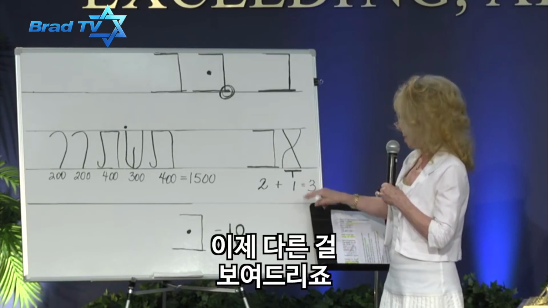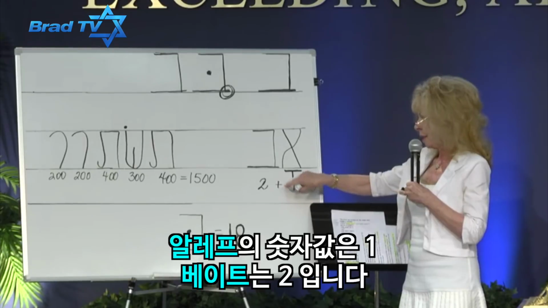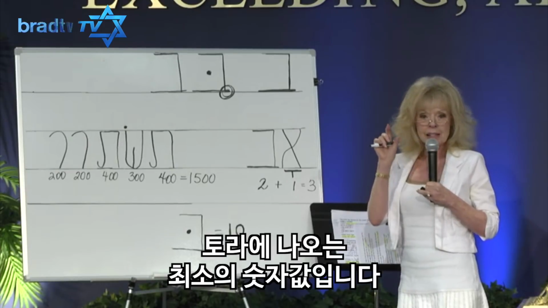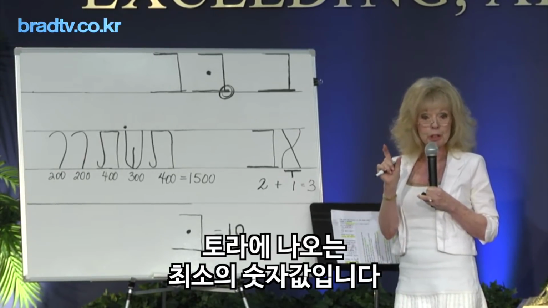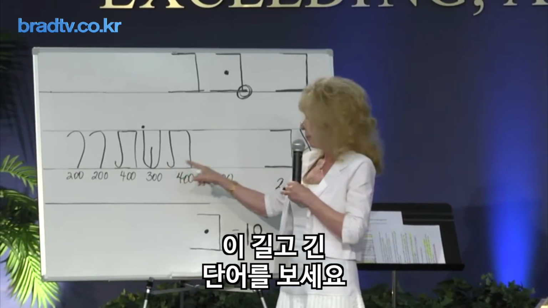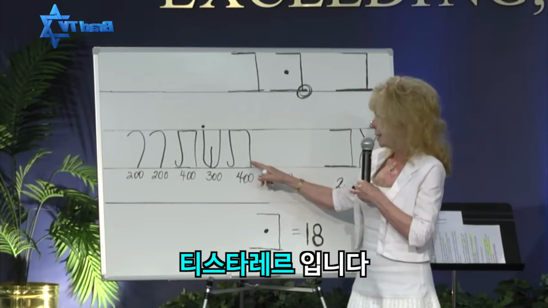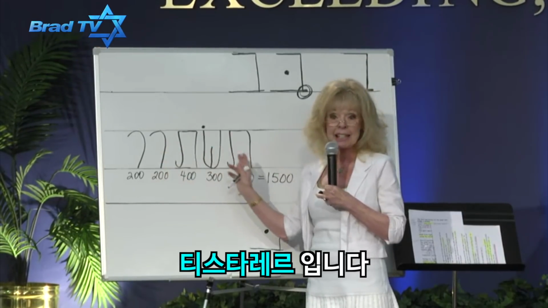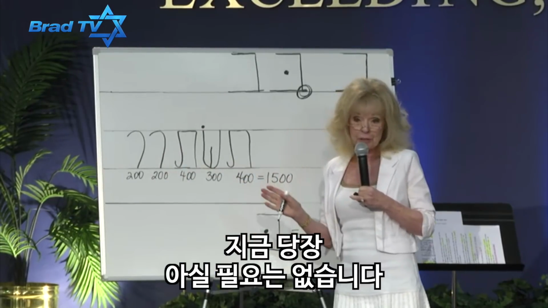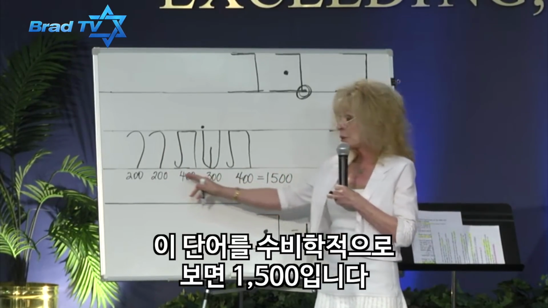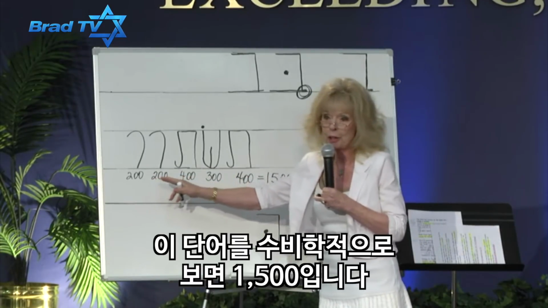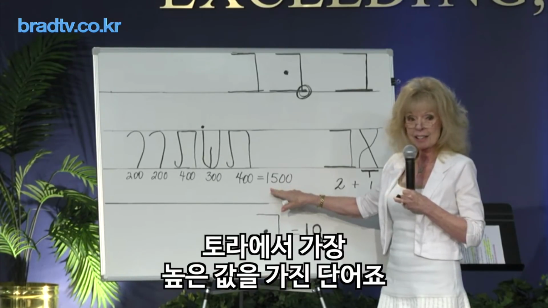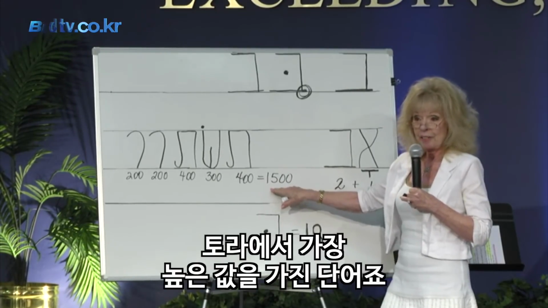All right, now I want to show you something. The numerical value of the Av is 1, and the numerical value of bait is 2, which of course makes 3. That's the smallest numerical value of any word in the Torah. Okay, look at this word. It's a big, long word, and it's tistarer, which you don't have to learn right now. It's not important. But the gematria of this word, or the numerical value, is 1,500. It is the highest numerical value in the Torah.